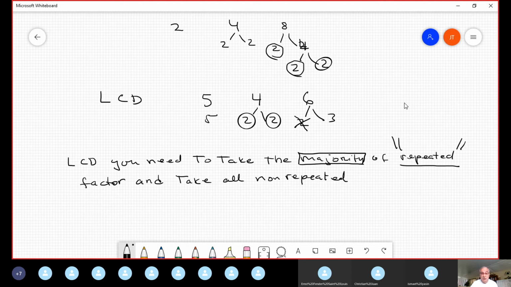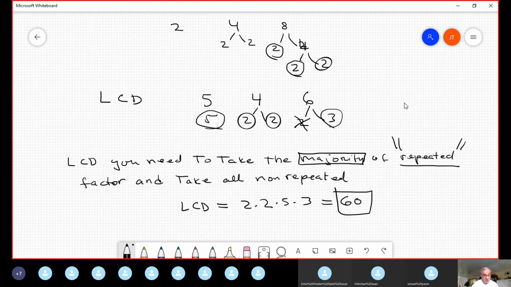So what is my least common denominator? Well, my least common denominator has 2, 2. I delete this. And also, you need to take all non-repeated ones, and the non-repeated are 5 and 3. So you multiply 5 times 3, 15, times 2 is 30, times 2 is 60. The least common denominator is 60. Do you understand or you don't understand?